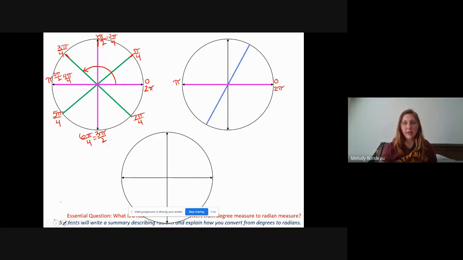pi divided by 3. So if you will add in these lines for me. So I draw it all the way through the circle. So my top pi is divided into 3 sections. Here's the first section, here's the second section, and here's the third section. And then the same for the bottom as well, it has 3 sections.